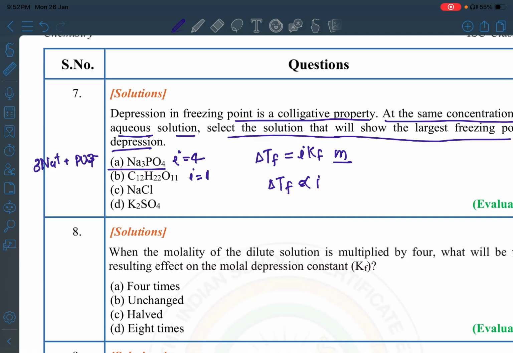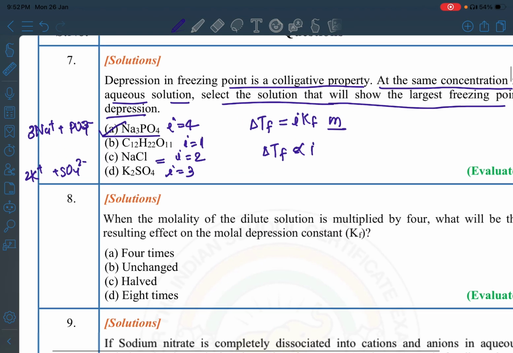The second one is 1 because it is an organic compound which will not dissociate. NaCl dissociates as Na+ and Cl-. So the total number of ions will be 2. K2SO4 dissociates into 2K+ and SO4 2-. So the total will be 3. So the highest value is 4. So Na3PO4, because it has the highest value of i, has the largest freezing point depression. Okay.